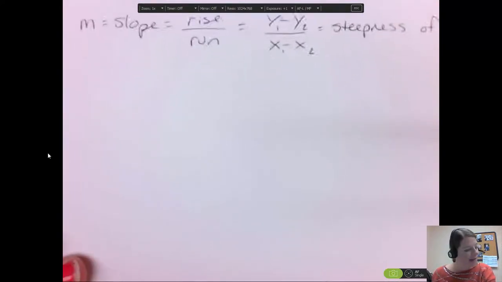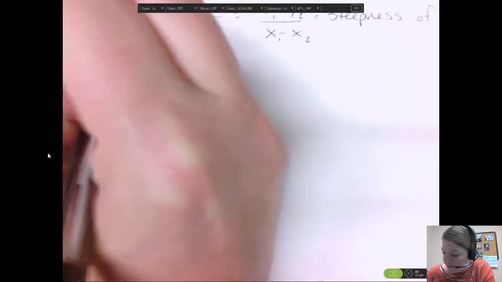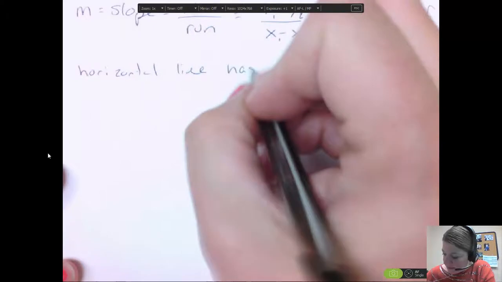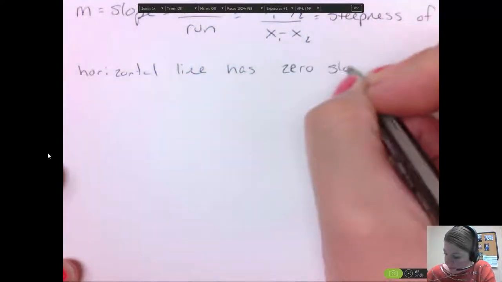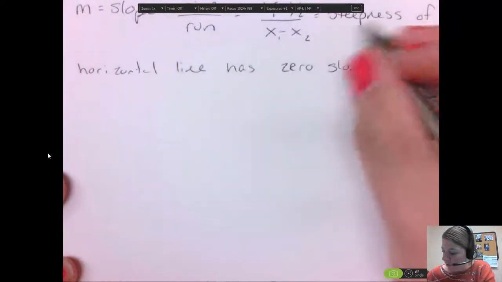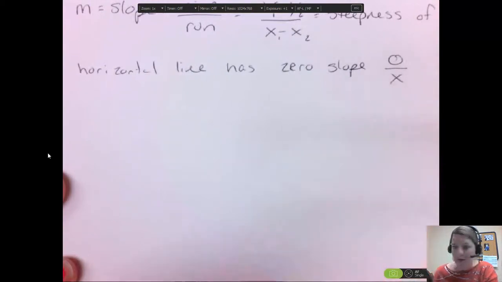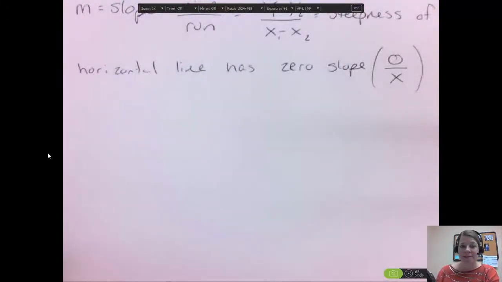Okay, so let's look at a horizontal line. A horizontal line has 0 for its slope. And that also would represent, when you do the formula, when you have 2 points, you get 0 over some number. So that's kind of what you get. So 0 divided by anything is 0.